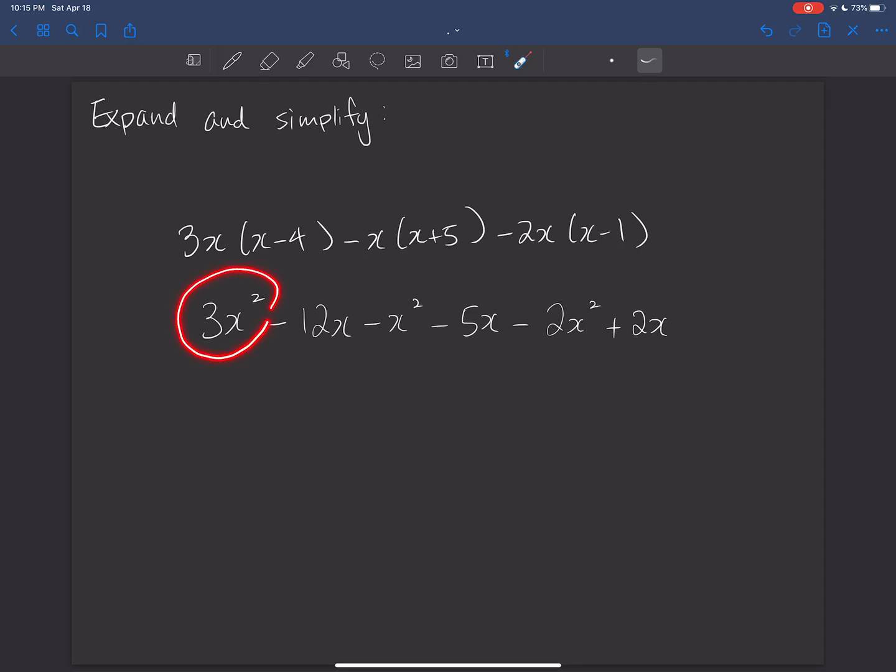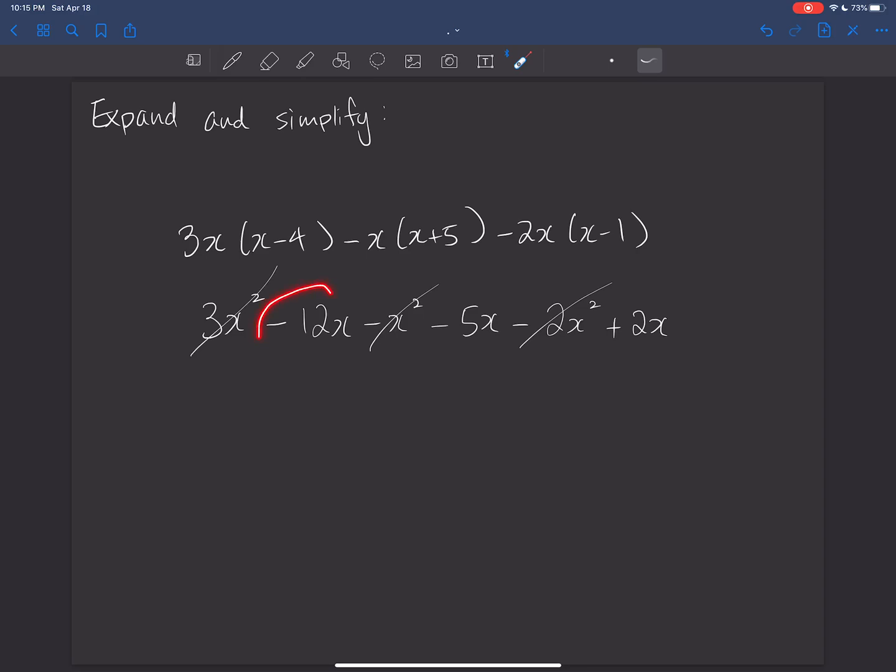So that we have 3x squared, we have the negative x squared, and we have the negative 2x squared. So I have a positive 3, a negative 1, and negative 2. So basically, they will cancel. 3 minus 1 minus 2 is 0. So cancel everything out.